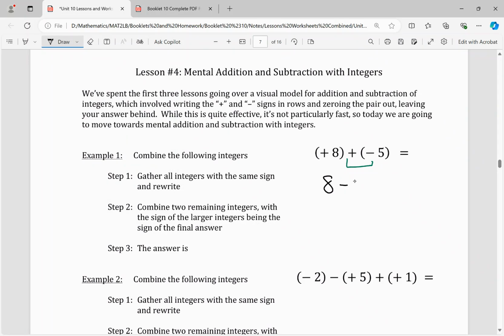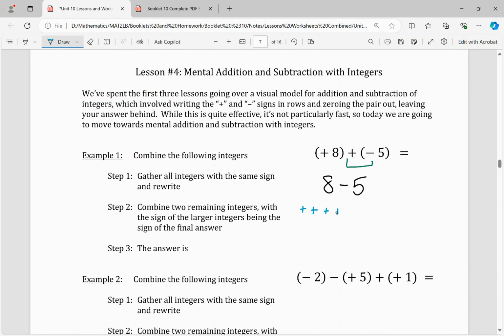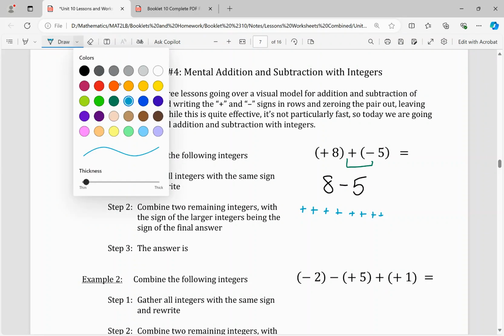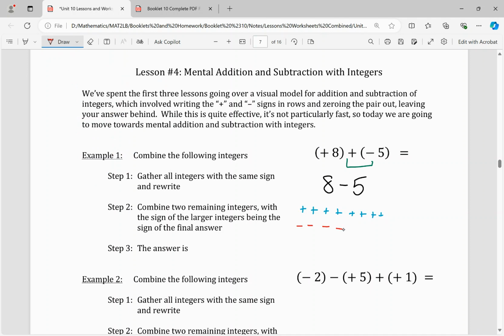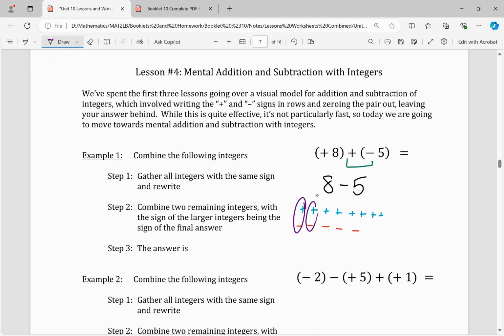Remember that in previous lessons, what we would do is we would rewrite this statement as 8 minus 5, and then we would write out 8 positives, and we would write out 5 negatives, and we would cancel them out. Now, sometimes that was redundant, such as in this scenario, you're capable of subtracting 8 and 5 without a visual. Sometimes this visual was helpful. But altogether, we're going to move away from it today and start working on our mental math.